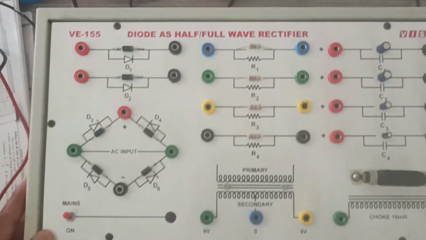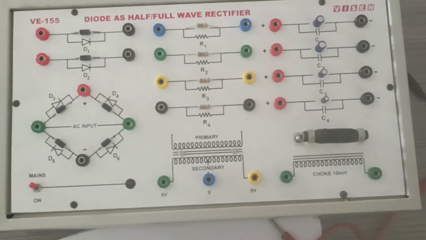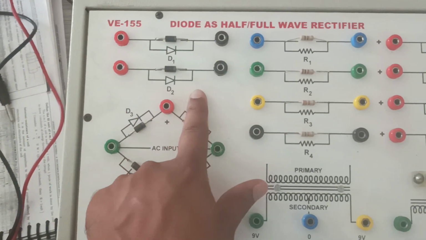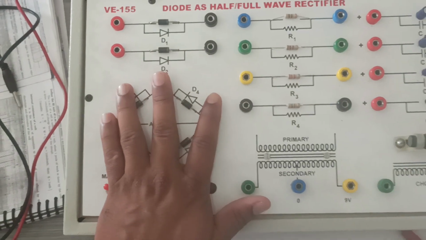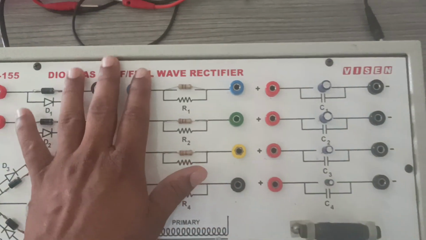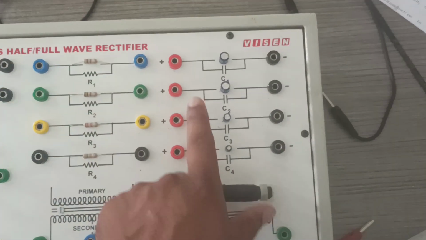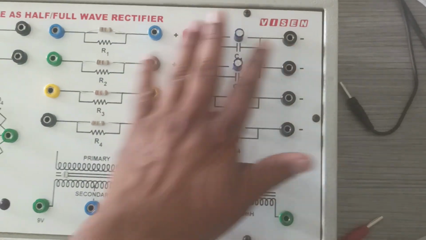We'll discuss half wave rectifier. In half wave rectifier only one diode will be used. Now see, these are diode 1, diode 2, and D3, D4, D5, which we are not using. On this side we have resistances R1, R2, R3, R4, for which we will take 4 readings, and these capacitors C1, C2, C3, C4, which we are also not using. We are only using resistances and diodes.